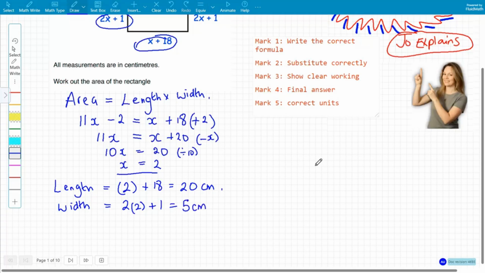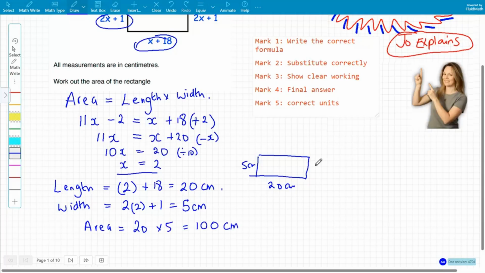Now it's as simple as, here's my new rectangle, working it out. So 20 centimeters there and 5 centimeters there. Now I'm going to work out the area. Back to my area formula, which is length times width. So that's going to be 20 times 5, which equals 100. And my units, for area, are centimeters squared. So there we have it.